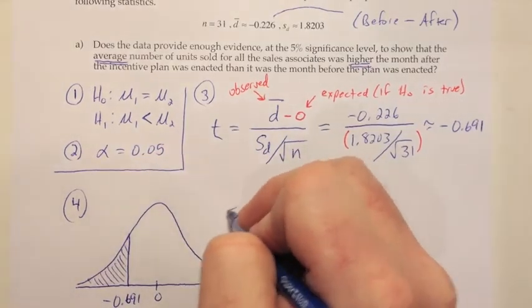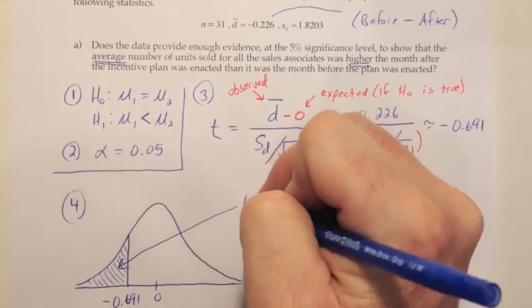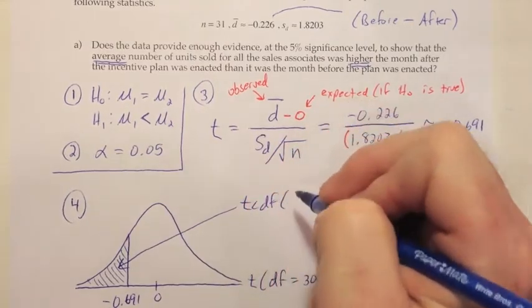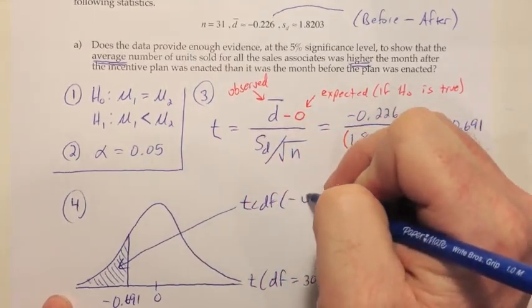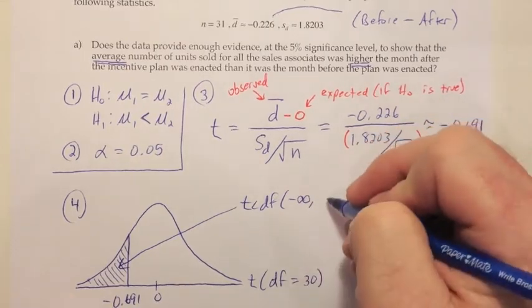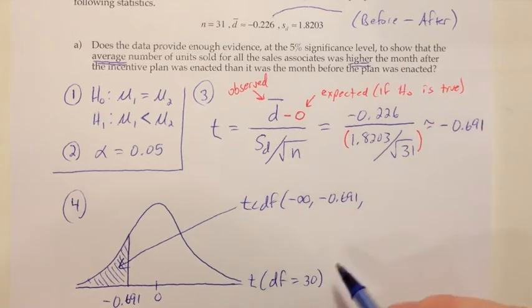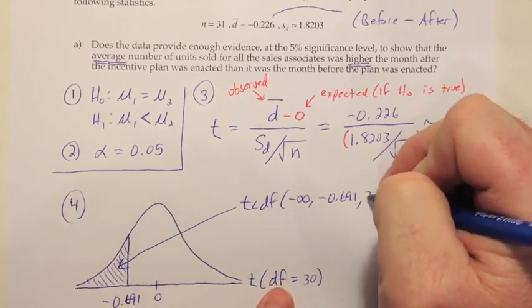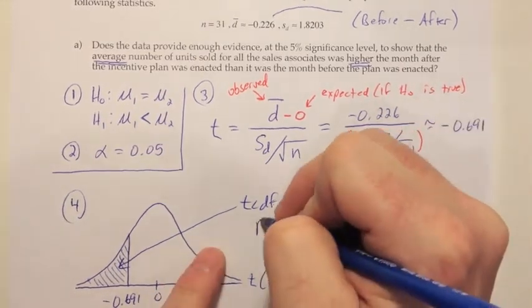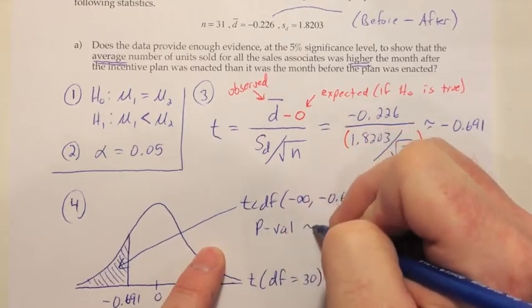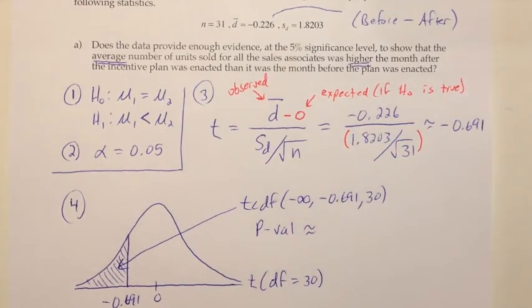So to find that area right there, I would do tcdf from the left boundary, which there is not one, so negative infinity, to the right boundary, negative 0.691, and because it's a t-curve, I also need the df, which should be 30. And when I do that, I'll be finding the p-value. So let's bring in the calculator and see how big our p-value is.